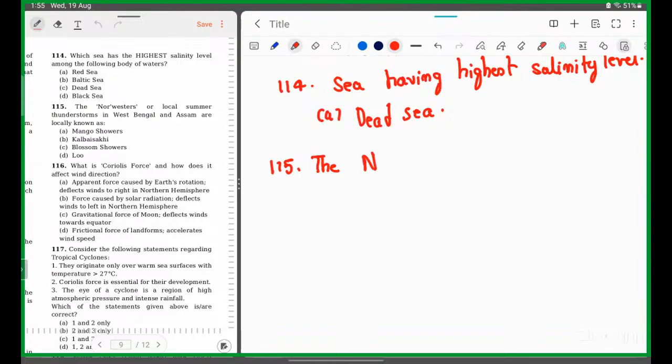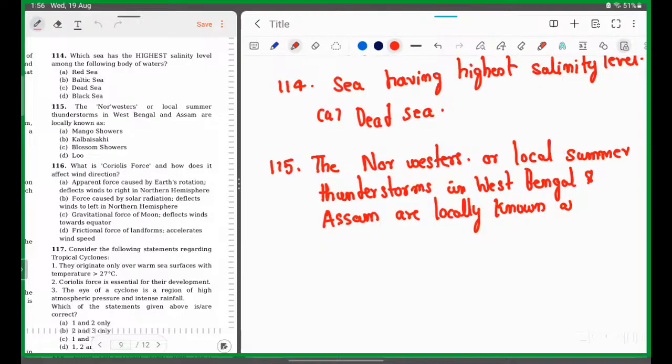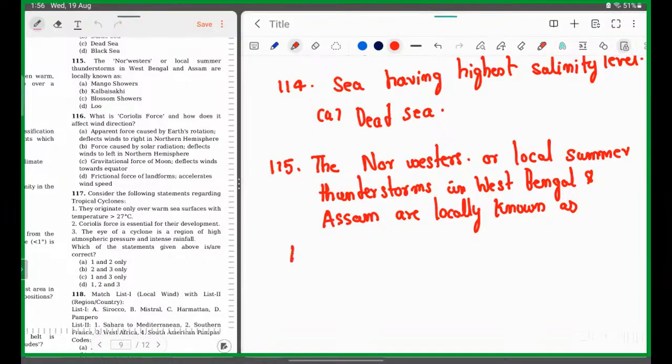The nor'westers, or local summer thunderstorms in West Bengal and Assam, are locally known as. Answer B, Kal Baisakhi.